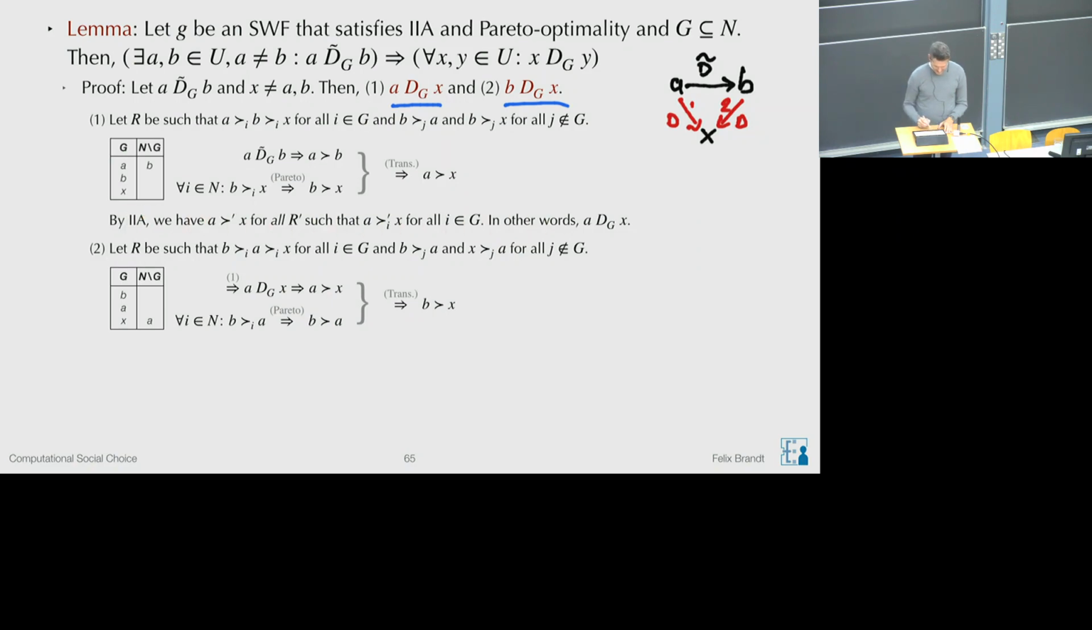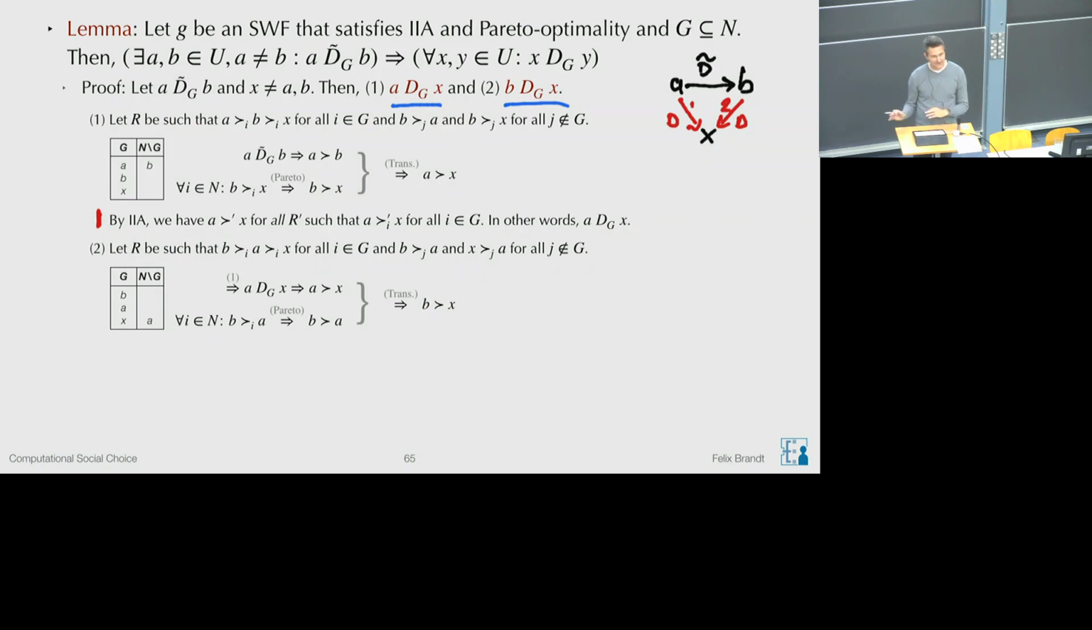In case you have maybe some doubt about this proof, this is really the step that most people struggle with. And we are doing exactly the same once more. Because here again, we are arguing that we now have a preference profile where everybody in G prefers B to X. We don't know anything about the ranking of the two alternatives B and X by the remaining voters, but we do know that the collective preference relation has to be B is preferred to X.